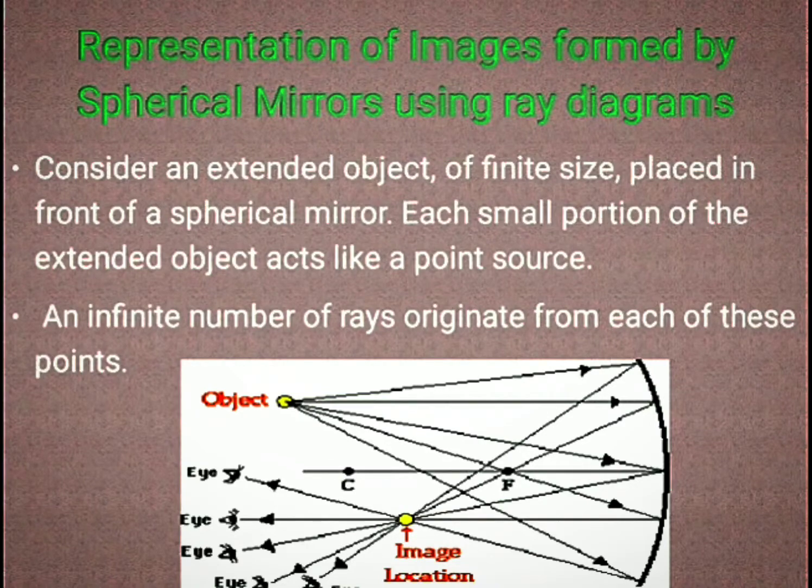Now how to construct a ray diagram? For that, consider an extended object of finite size placed in front of a spherical mirror. Each small portion of the extended object acts like a point source. An infinite number of rays originate from each of these points.